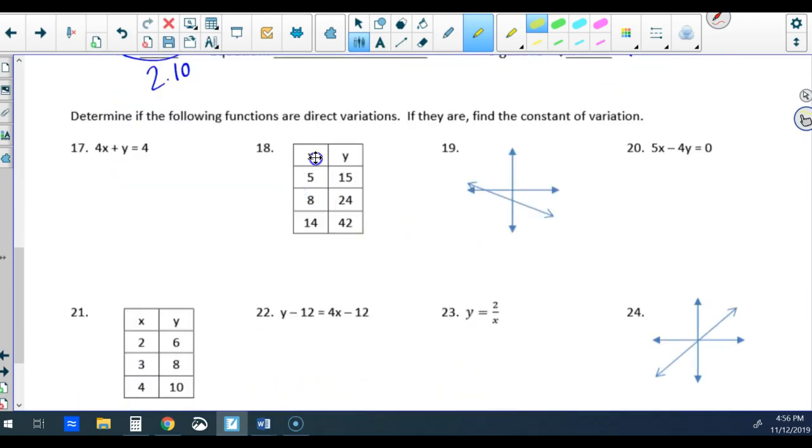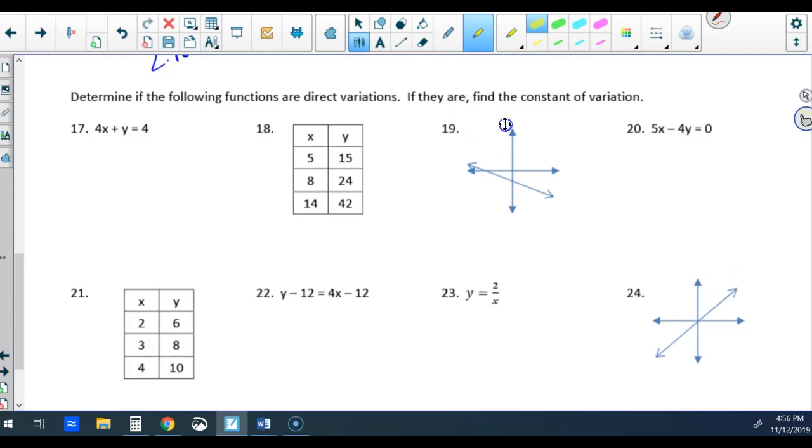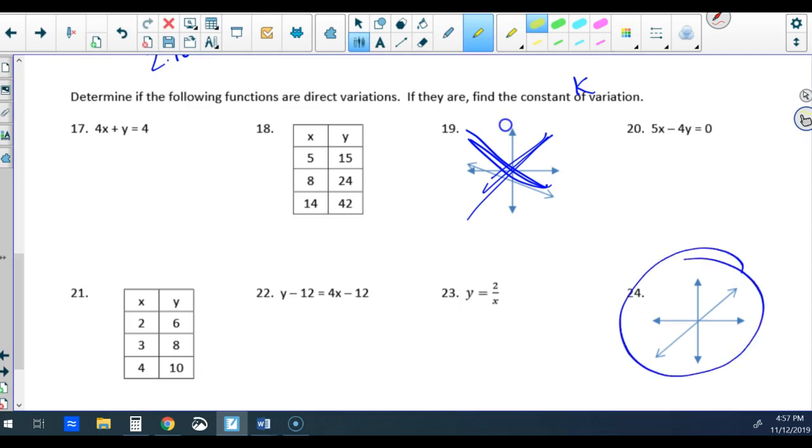Determine if the following functions are direct variation. If they are, find the constant of variation. Constant of variation, that is k, that's the slope. Equations are the easiest. Graphs are the easiest, a straight line through the origin. That is not a direct variation. That is a direct variation. With the slope, it looks like up 1 over 1, k equals 1.